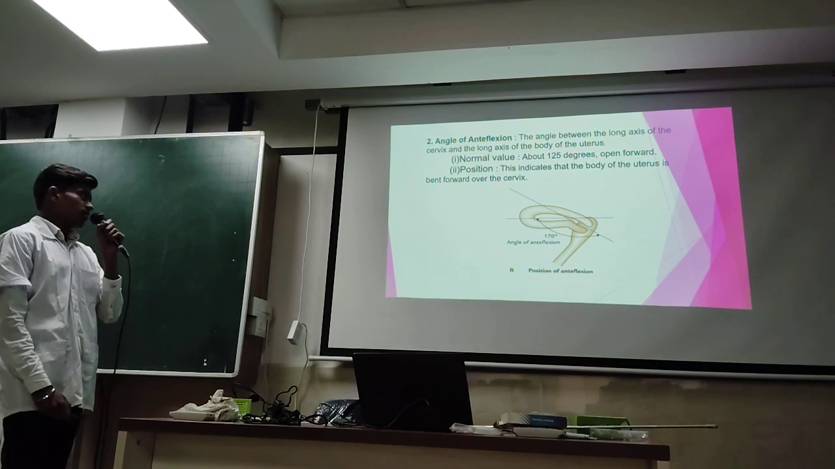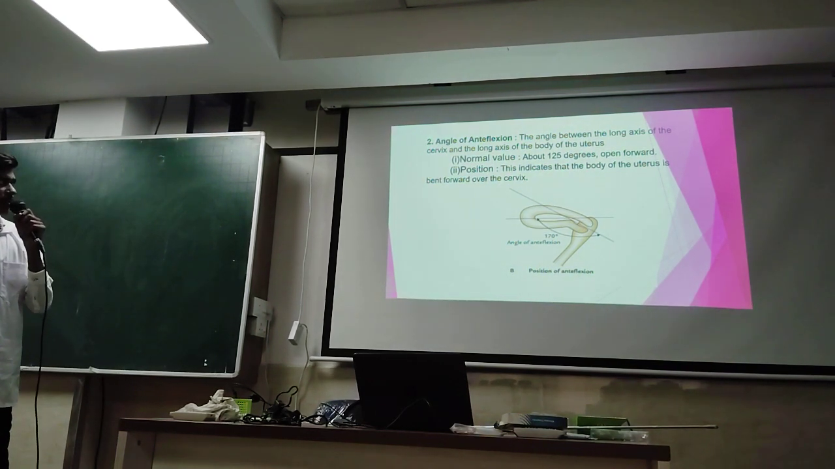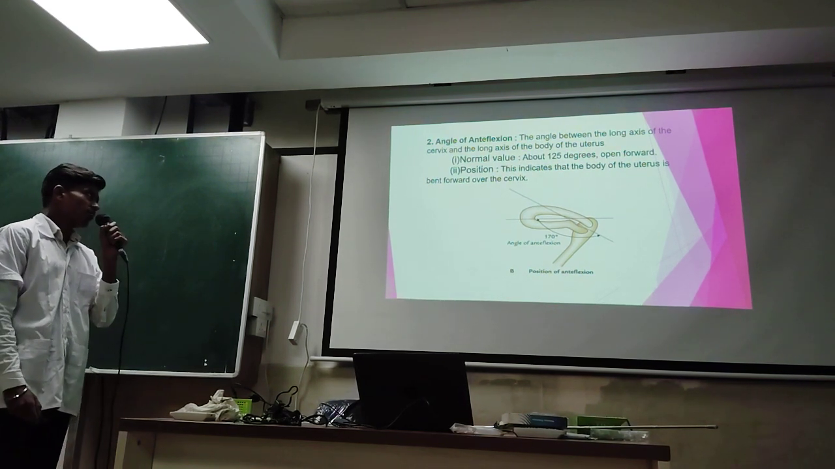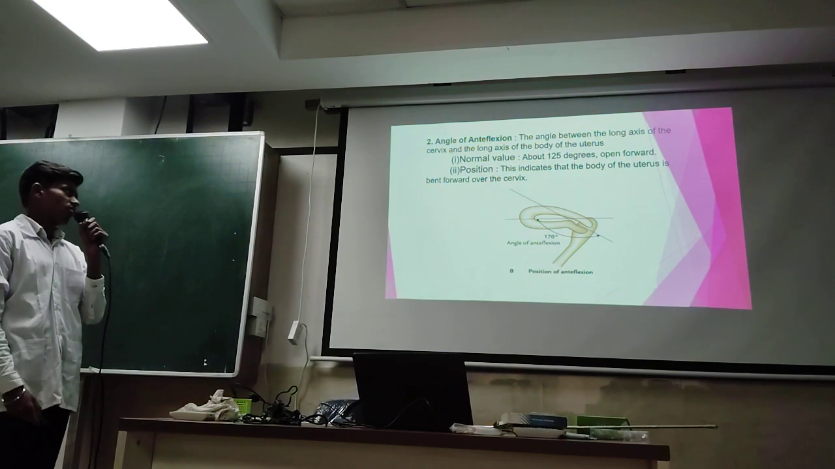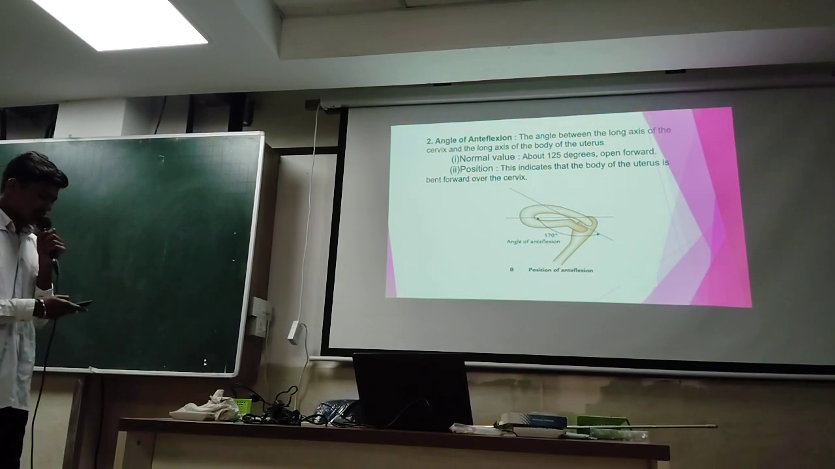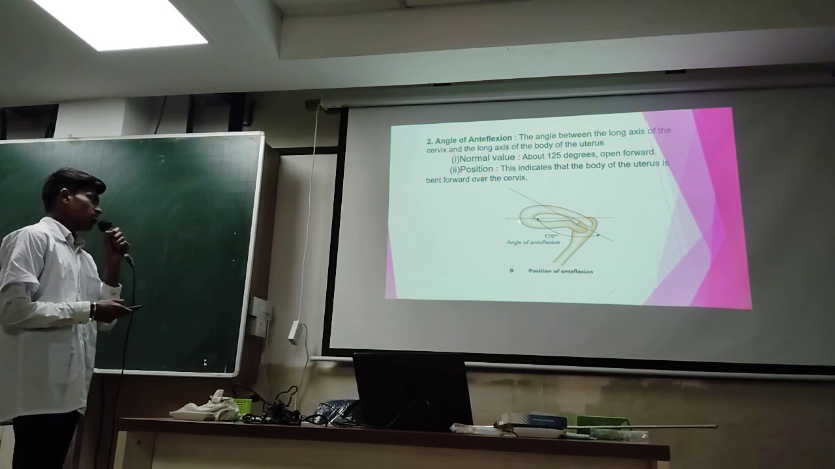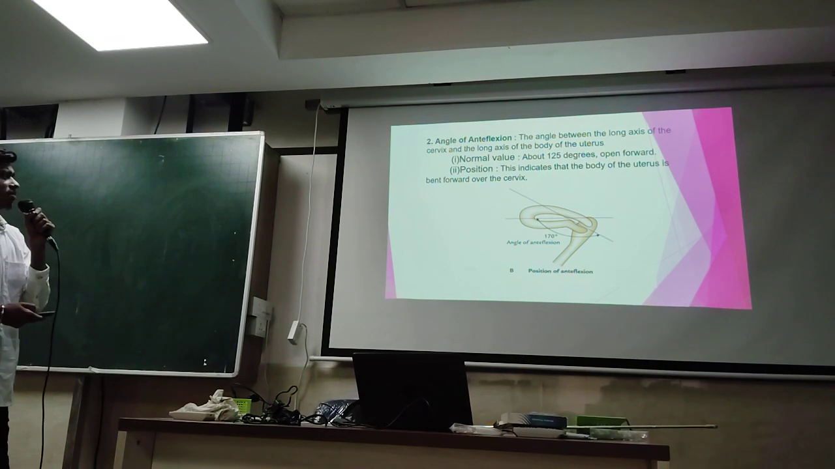Angle of antiflexion. The angle formed between the long axis of the cervix and the long axis of the uterus is called the angle of antiflexion, and it is about 125 degrees, open forward. Position: this indicates that the body of the uterus is bent forward over the cervix. This is the long axis of the cervix and this is the long axis of the body of the uterus, and the angle between these two axes is called the angle of antiflexion.